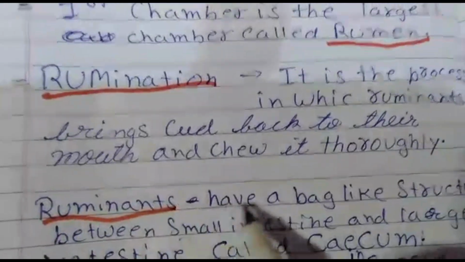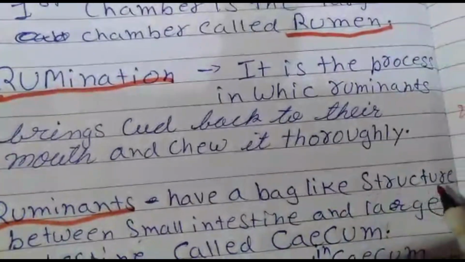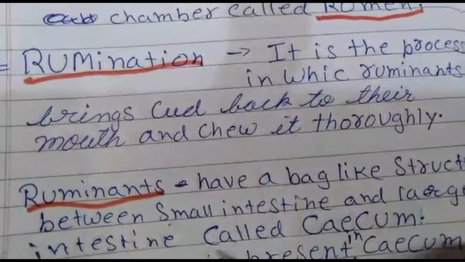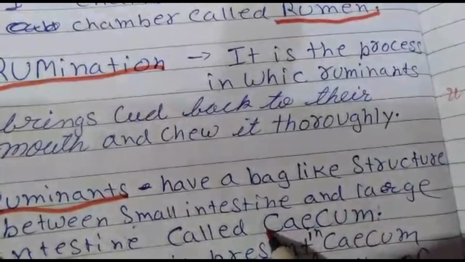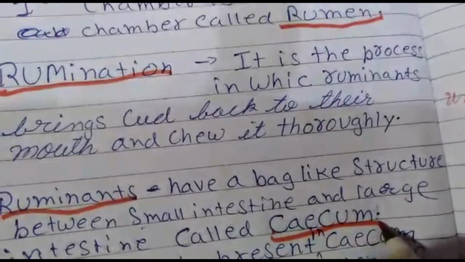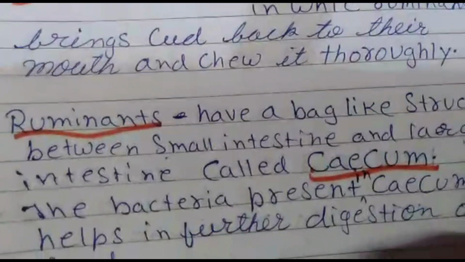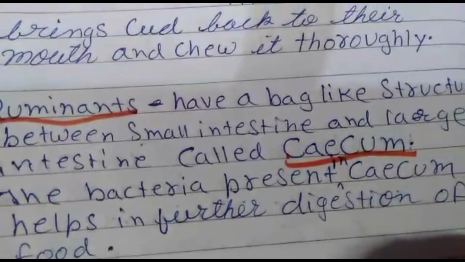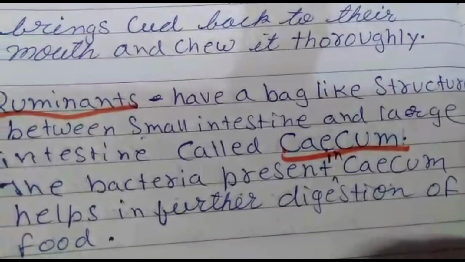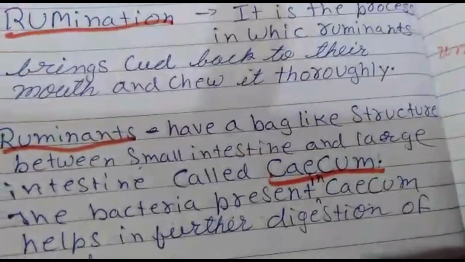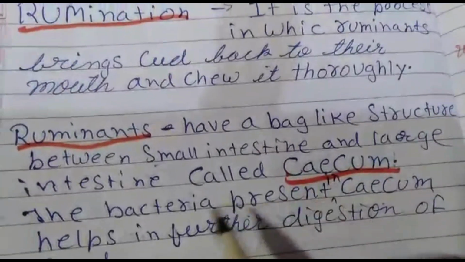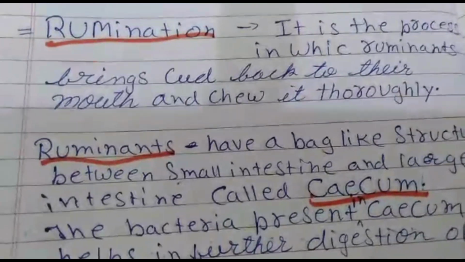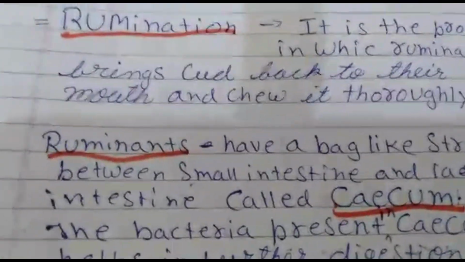Now the next point: ruminants have a bag-like structure between the small intestine and large intestine called the cecum. The bacteria present in the cecum help in the further digestion of the food. It means the cecum consists of special useful bacteria which help in further digestion.